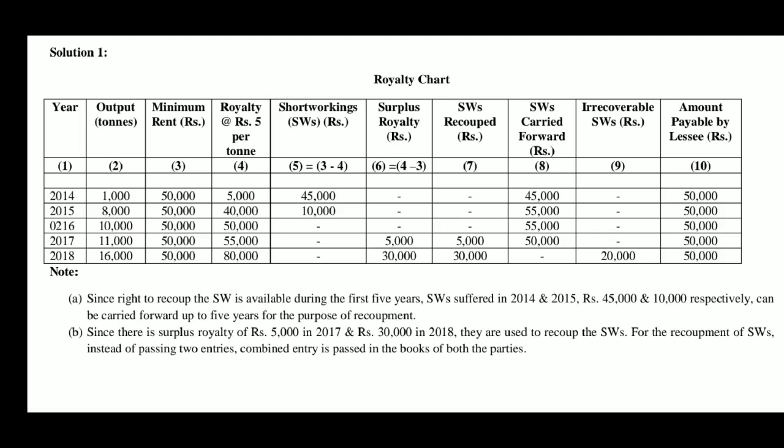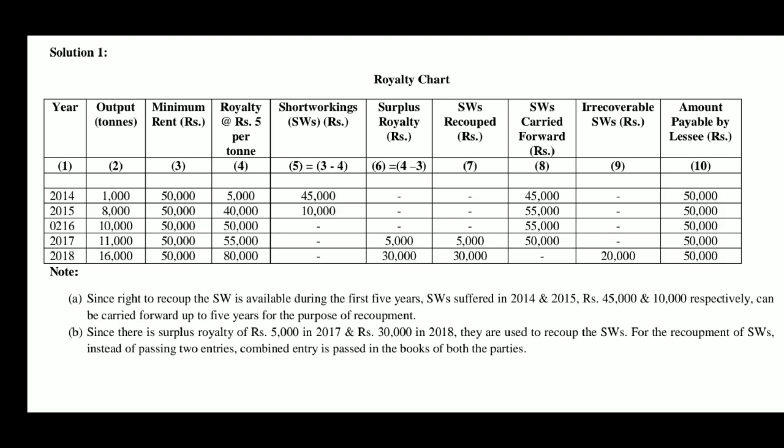It is not, the year is 2016, it is 0 to 16, wrongly printed. See, minimum rent is 50,000 rupees, royalty is 50,000, there is neither short workings nor surplus royalty.